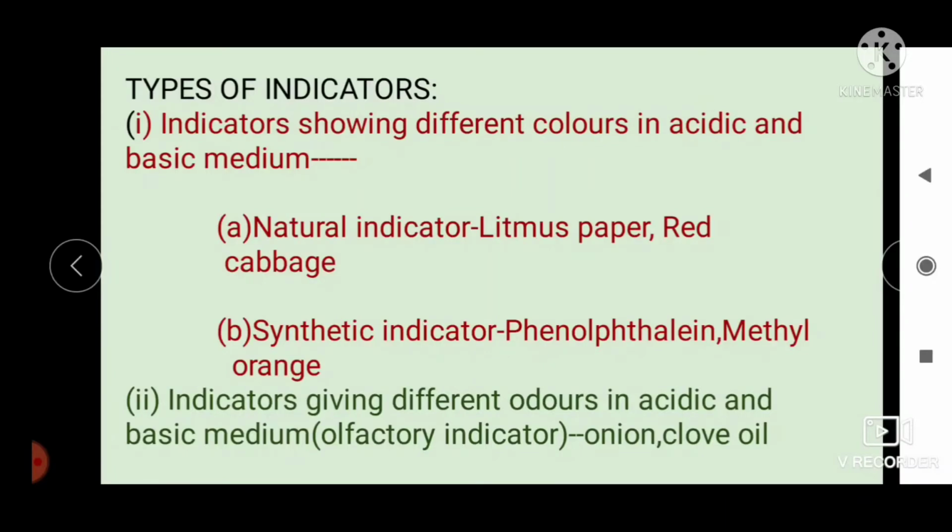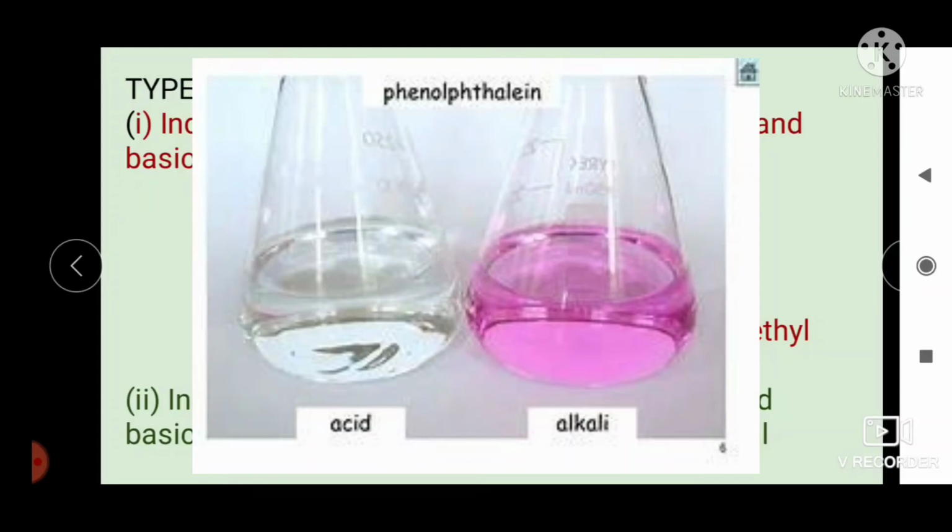And in the case of phenolphthalein, the neutral color of phenolphthalein is colorless. The color changes which take place in phenolphthalein: the indicator is colorless in acidic solution and it gives pink color in basic solution.